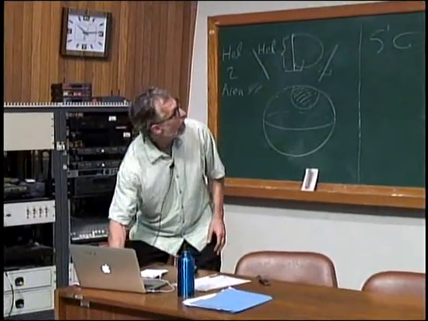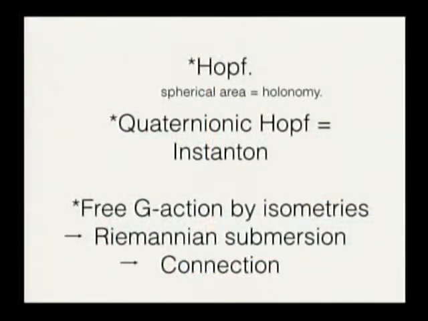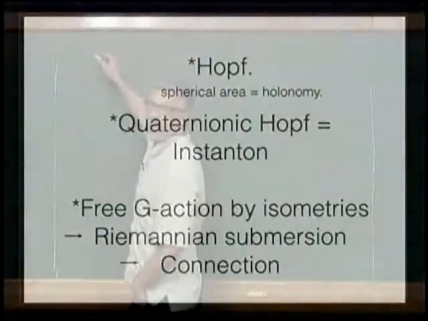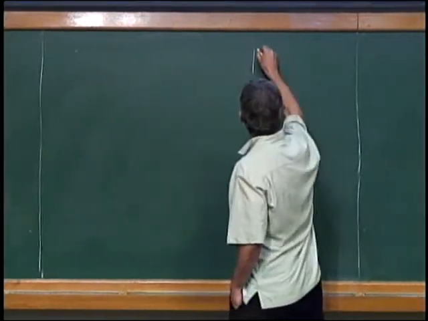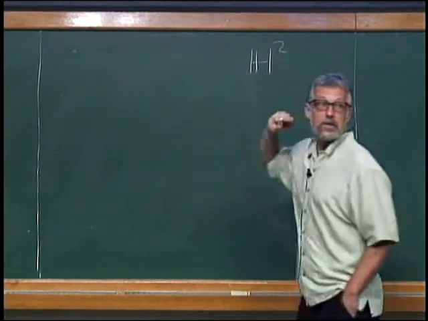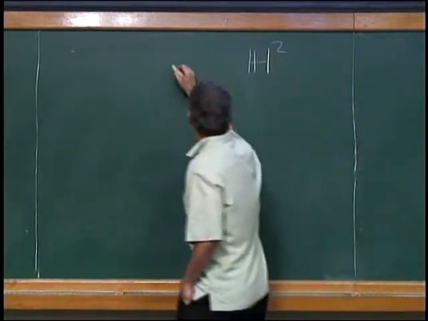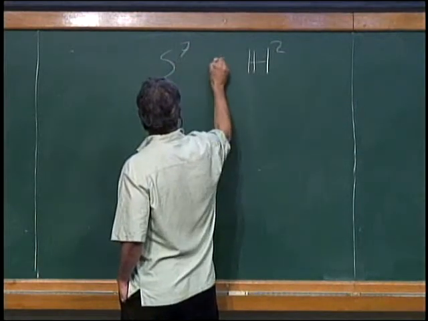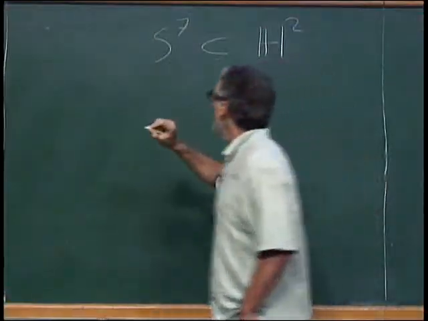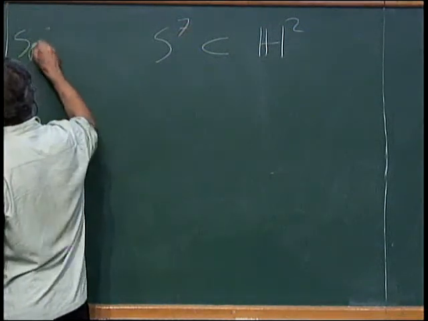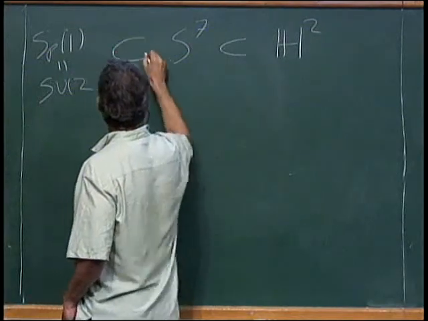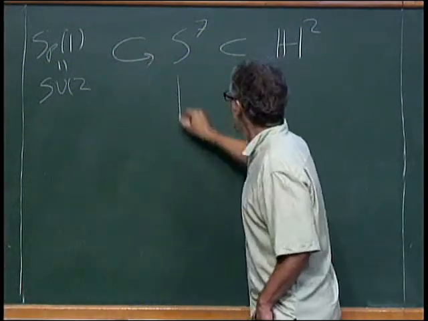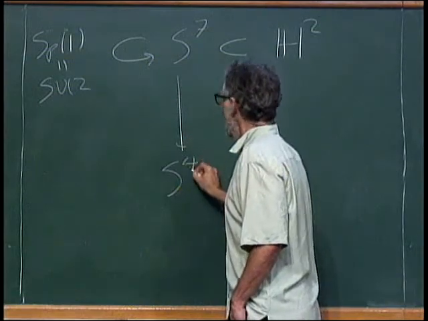Okay, let's go back. What's the quaternionic Hopf fibration? Well, you just replace S1 with its quaternion, or you just do everything over the quaternions. So we're going to replace C2 by H2. Inside H2 is a 7-sphere. And now the unit quaternions, which is the same as SU2, act. The quotient is S4.